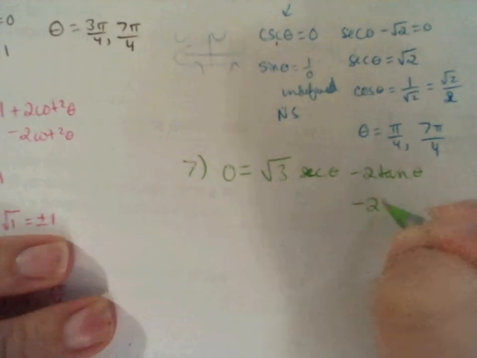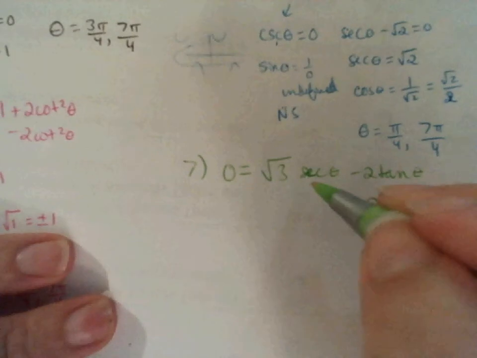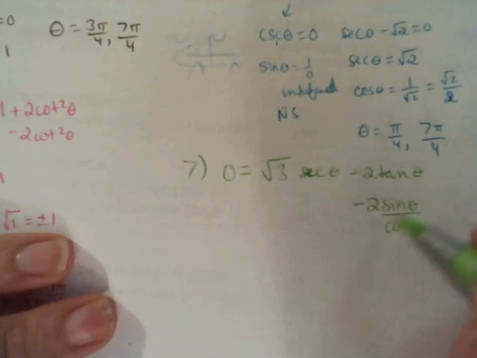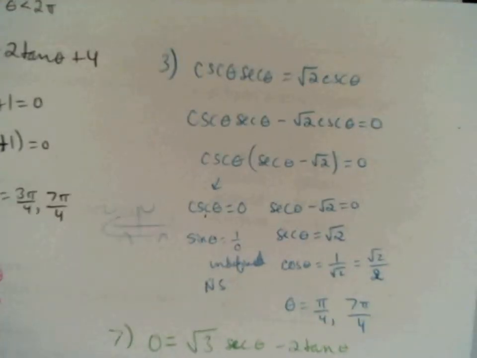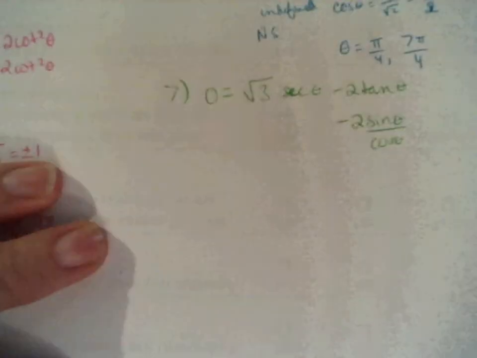I've got negative 2 sine divided by cosine. This is a secant, which is the same thing as 1 over cosine. So if I can bring this up as a secant, then that means I've got a common factor of secant that I can factor out, similar to the process we used in number 3. So what I'm going to do is rewrite this.